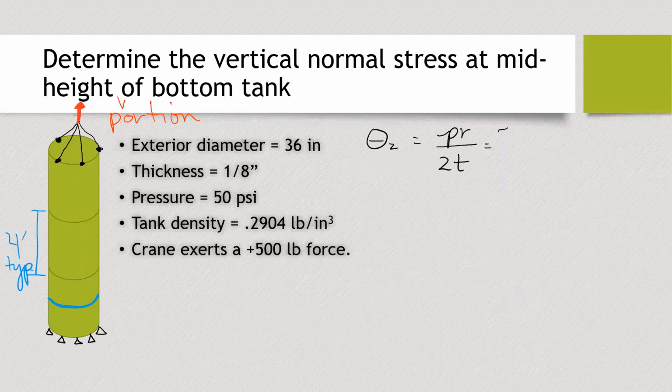So we have 50 psi. The outside radius would be 18 inches. Then we need to subtract 1/8 of an inch because we want the inside radius. And we're dividing by 2 and dividing by the thickness. So what do we get for that stress? And what is that, 4 feet? That's the height of each segment of this tank. So the total tank is 12 feet tall.